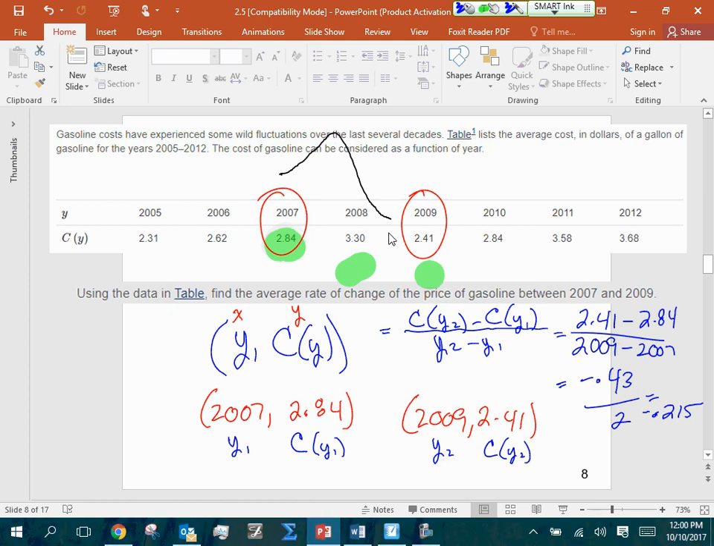They do this type of stuff all the time, analyzing stocks and prices of tuition and things like that. It happens all the time, and average rate of change is a very big component to analyzing how markets work and stuff like that. Okay.